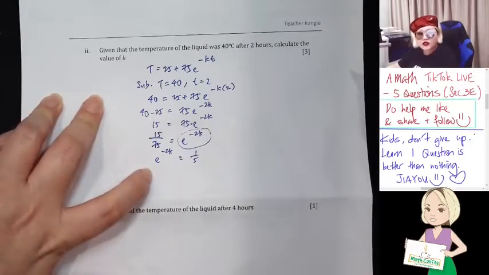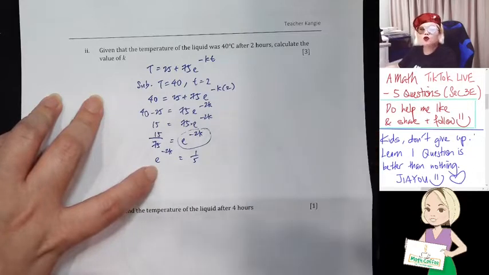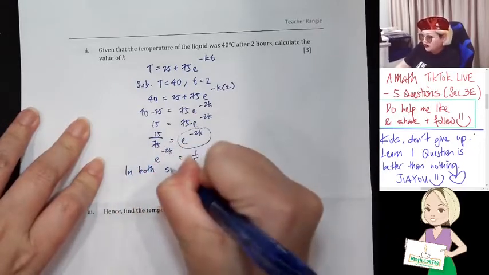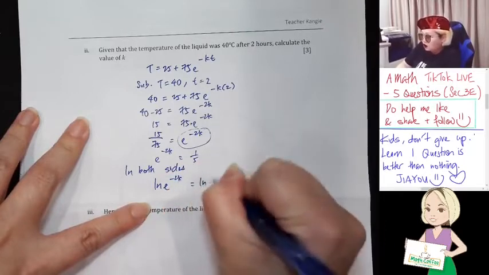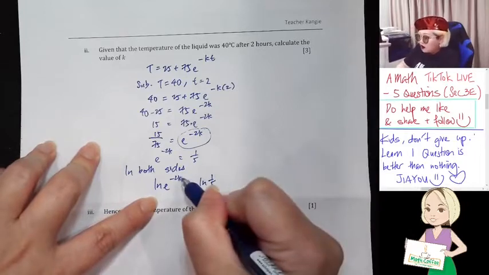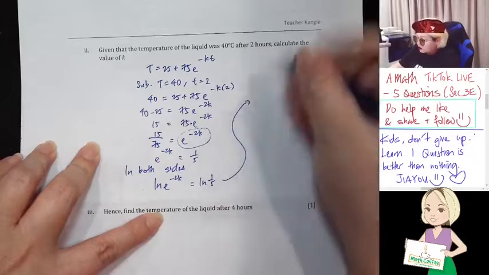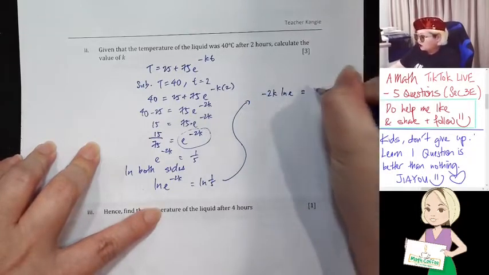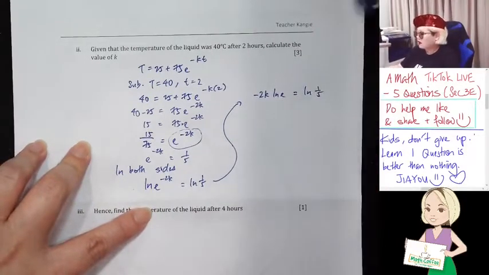Then how are we going to solve this? Because base e is involved, you ln both sides. So I will have ln e^(-2k) equals ln 1/5. Okay, the power law tells me that I can bring the power to the front. So it becomes minus 2k ln e equals ln 1/5. And kids, take note that ln e is 1.